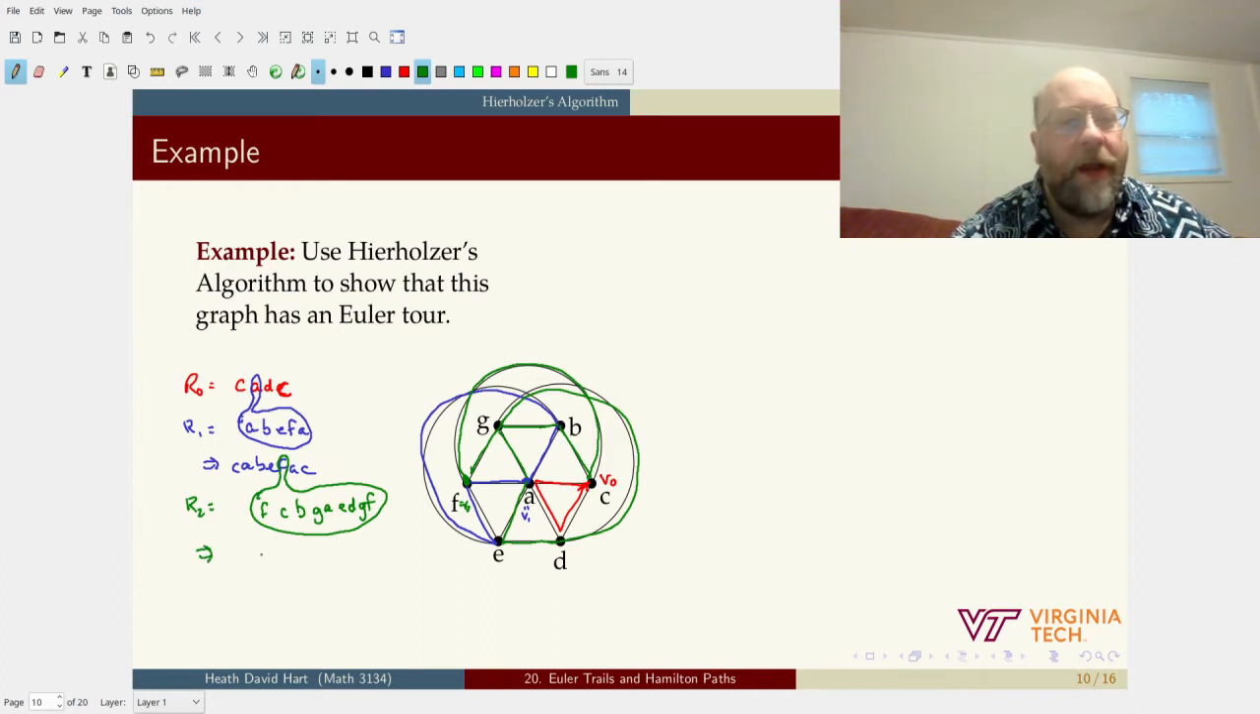And so we get, as a completely merged circuit here, A, B, C, A, B, E, then F, C, B, G, A, E, D, G, F, and then finally A, C. And that goes through every single edge, starts at C and ends at C.